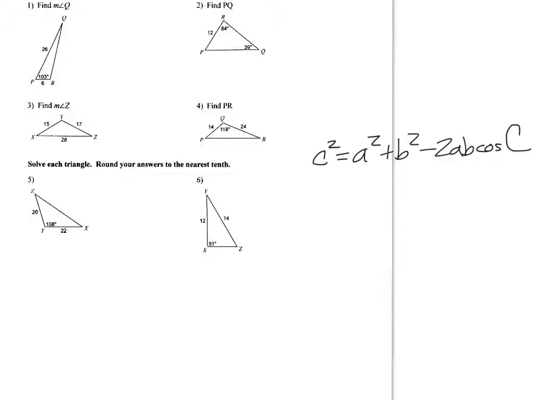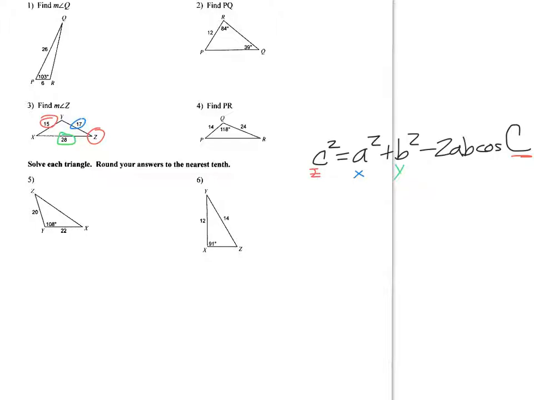I'm going to write it underneath it. We're looking for angle Z. That is our C here. So that's where our variable is going to go. I know everything else. What is side C? Side C would be little z, so in this case, that is the 15. Side A and B don't matter. So I could say side A is X, which is the 17, and then I could say side B is side Y, which is 28.